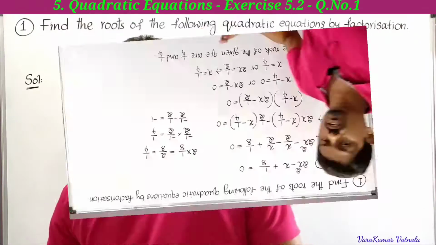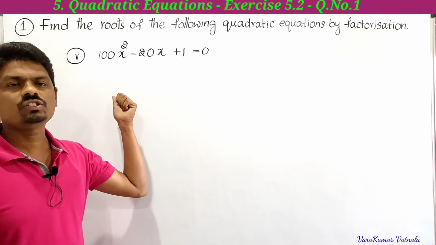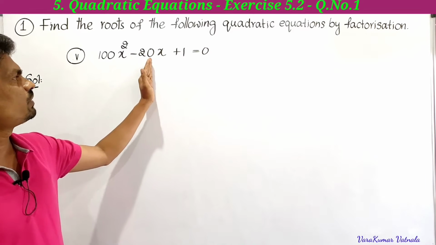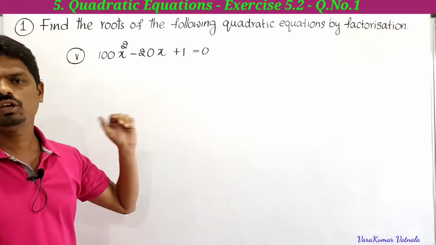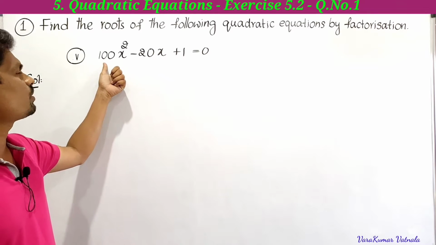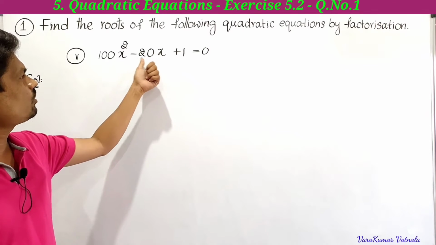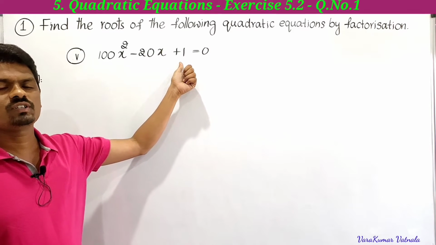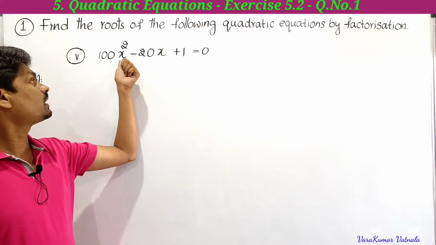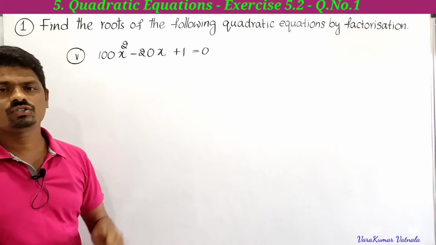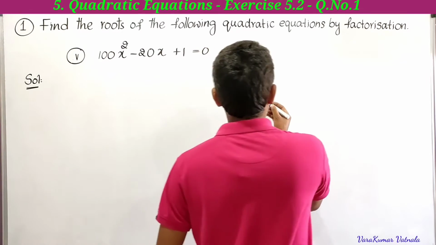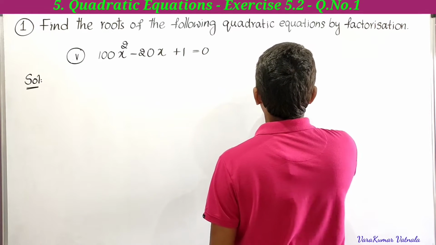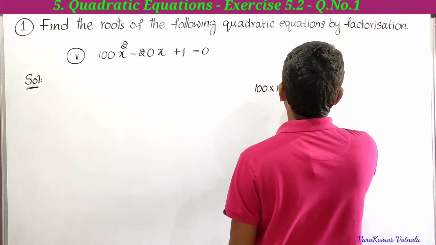Next we have to solve the fifth bit. This is the fifth bit in the first problem: 100x square minus 20x plus 1 equal to 0. Here x square coefficient is 100, x coefficient is minus 20, constant is 1. Again, first step, multiply the coefficient of x square by the constant. Coefficient of x square is 100 and the constant is 1. 100 into 1 is equal to 100.